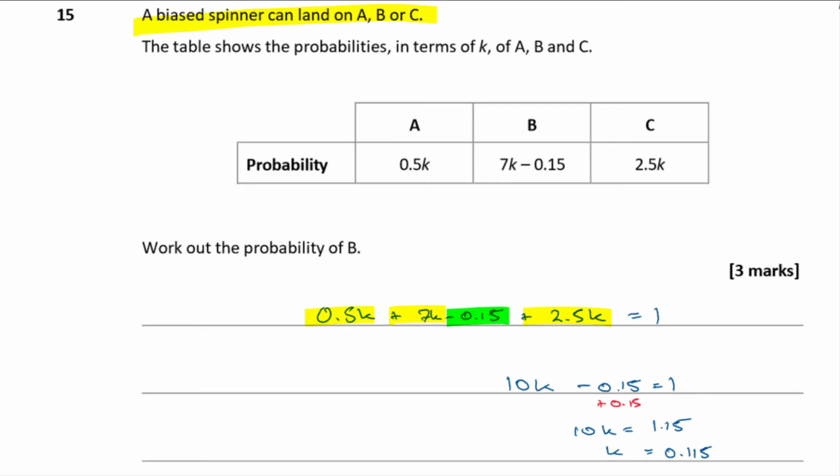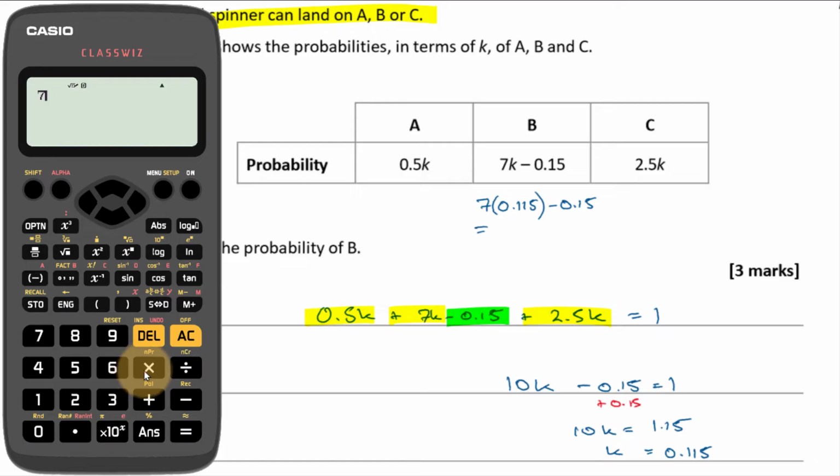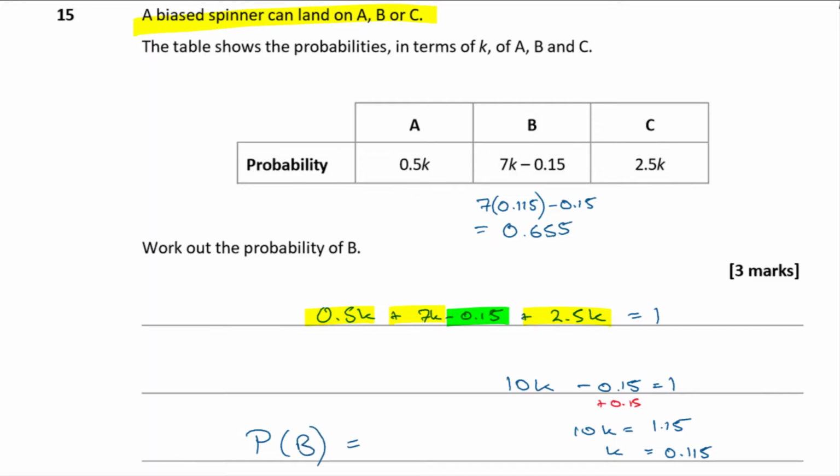Okay, so what is the probability of B then? So if k is 0.115, then B is going to be 7 lots of 0.115 minus 0.15. What's that then? 7 times 0.115 minus 0.15. I make that 0.655. So the probability of B then is 0.655.